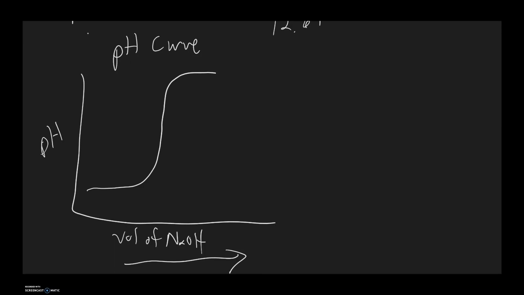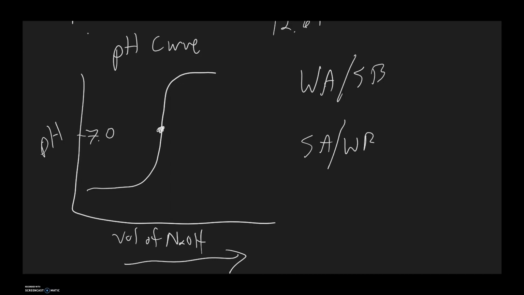And so for a strong acid, strong base titration, your equivalence point is right in the middle of this curve, and it's going to occur at 7.0, and that goes for any strong acid, strong base titrations. Now, where things get to be different is where you have a weak acid, strong base titration, or you have a strong acid, weak base titration.